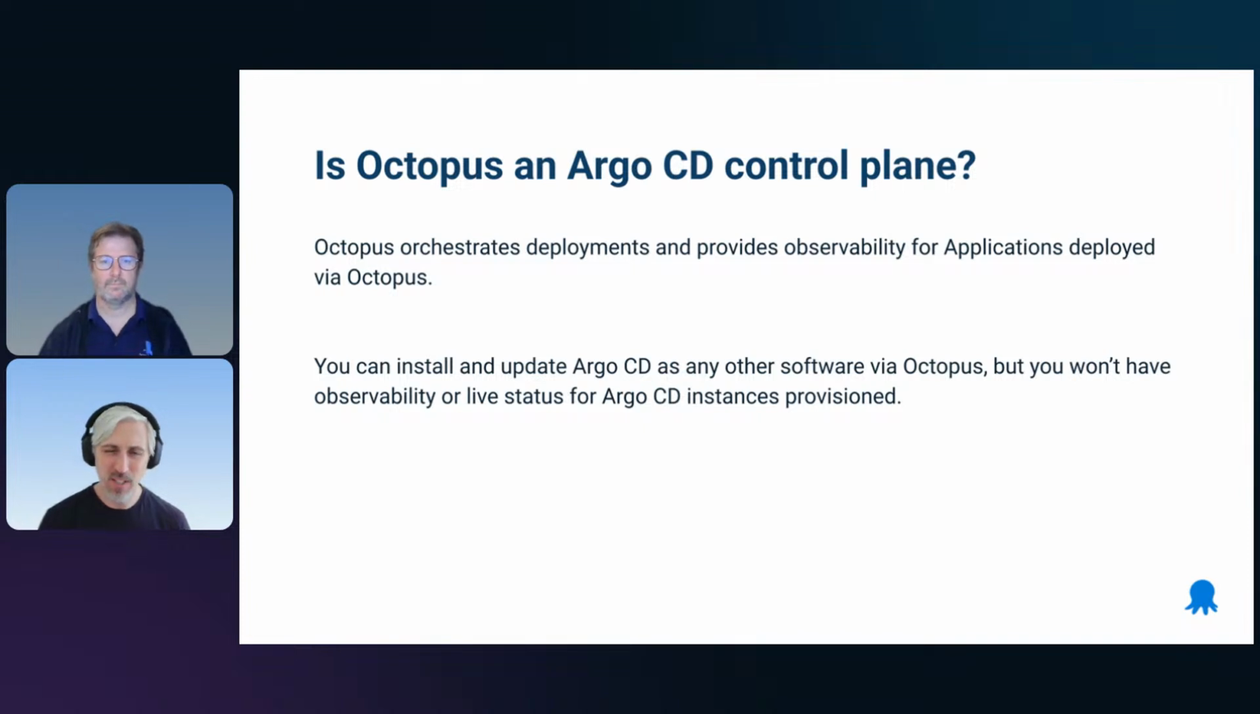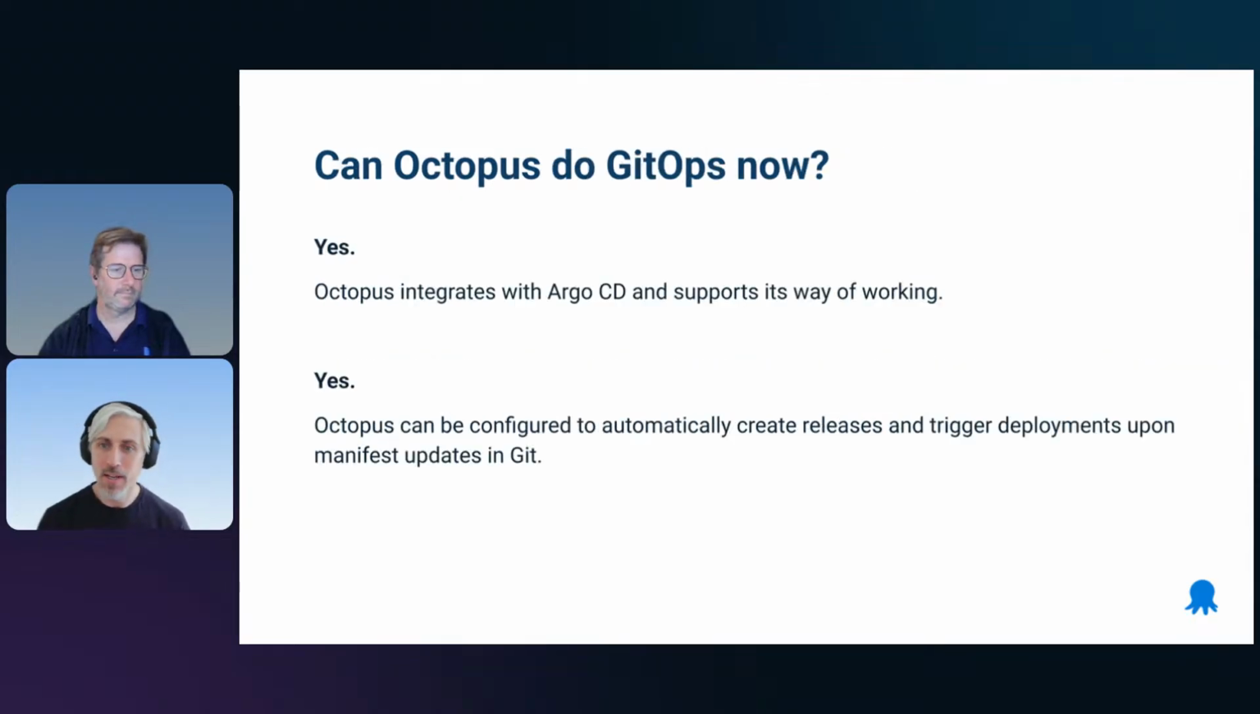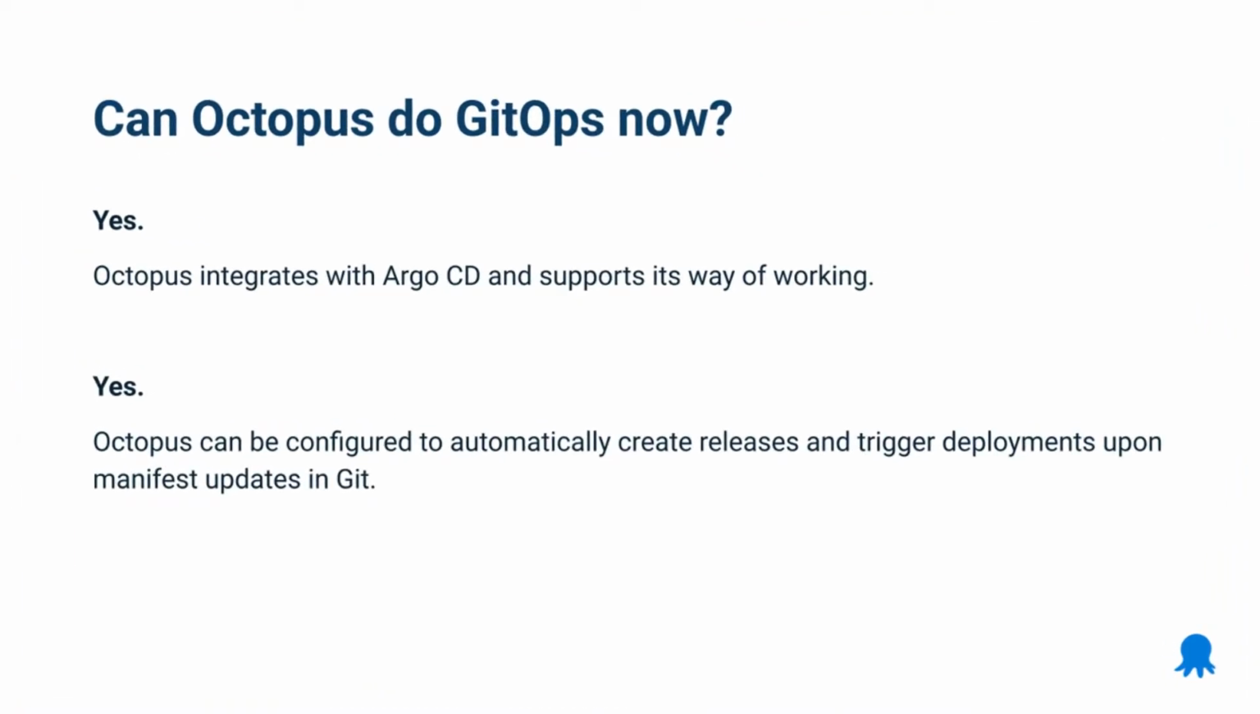Having said that, as with any other product, you can deploy and update Argo with Octopus, because we have projects where we actually deploy software. So that will just work. It just won't work the same way it would with other tools, like, for example, Akuity. So is Octopus a control plane? Not in the way that other tools may present themselves, but you can do way more advanced deployments with Octopus if you want to.